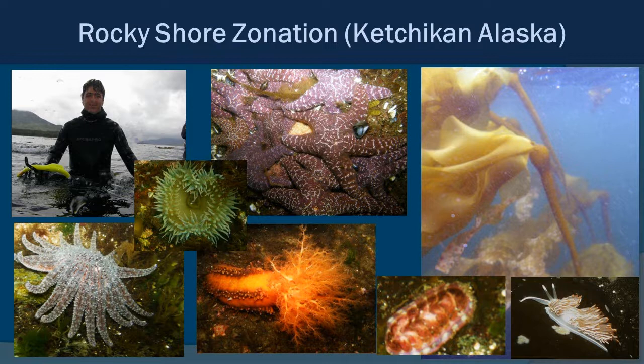Everything from various different types of sea stars and sea cucumbers, sea anemones, chitons, limpets, little nudibranchs that go onto some of the different algae, crabs, some of the little rockfish and whatnot. It's a very diverse area, and some of the more mobile species will actually make their way up into the mid-littoral zone during high tides and then come back down during low tides.